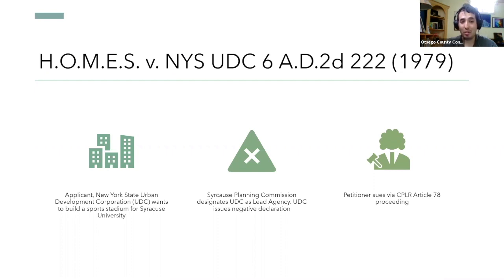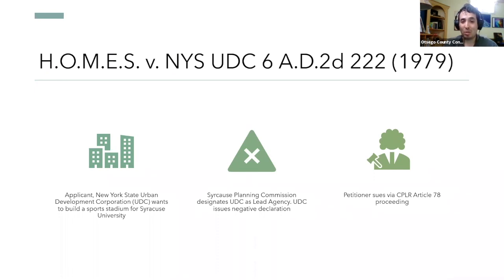I think they had an older stadium that was getting run down, and they wanted to build a new domed stadium. And they thought it would bring in a lot of revenue from ticket sales, and so forth. The Syracuse Planning Commission designated the New York State Urban Development Corporation as lead agency. And so while the project was located in the city of Syracuse, because the project was being financed and overseen by the New York State Urban Development Corporation, they were designated as the lead agency in this case.